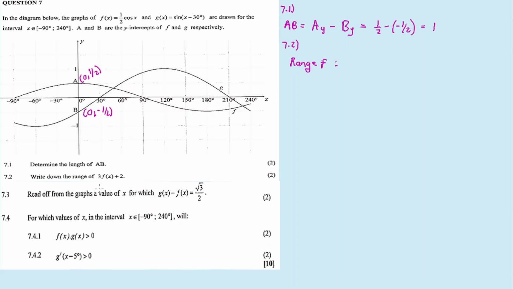So the range: write down the range of 3f(x) plus 2. What is the range for function f(x)? That is what you must ask yourself first. The range for function f is minus 1/2 to 1/2. Keep in mind that when you write the range or domain, you must start with the minimum value, the lowest value, then follow with the bigger value, the maximum value. So the range is from the lowest point to the highest point. The highest point is 1/2, and the lowest point is minus 1/2.